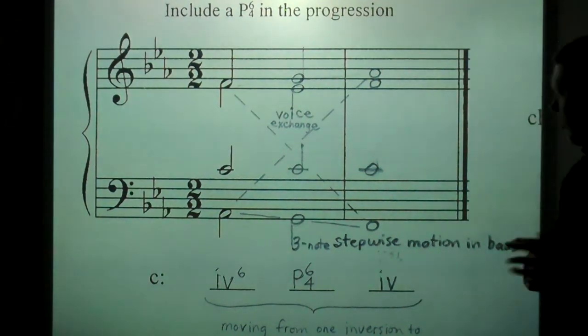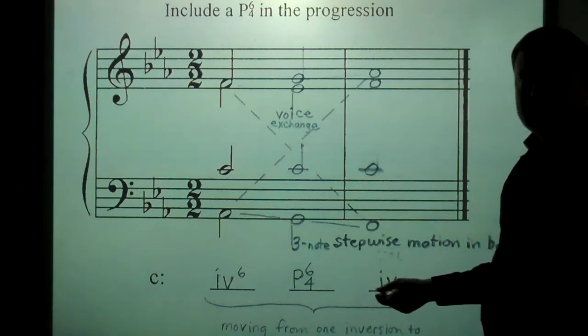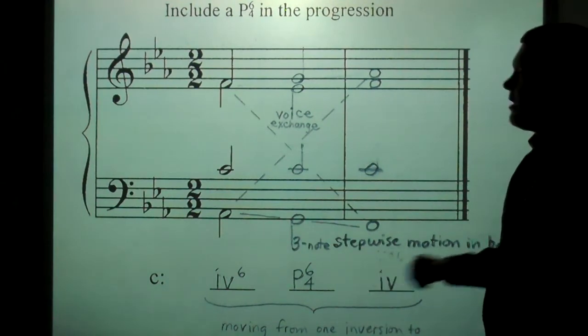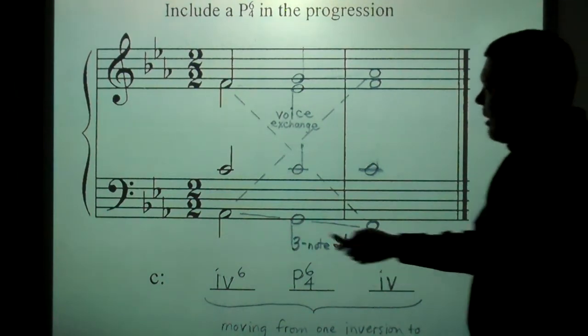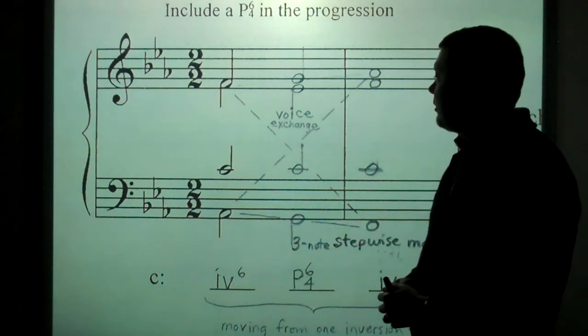Now, passing 6/4 chords can sometimes go to completely different triads, which I'll talk about in a moment, but this is, I think, the easiest way to do it. And in the key of C minor, I started with a iv chord in first inversion.